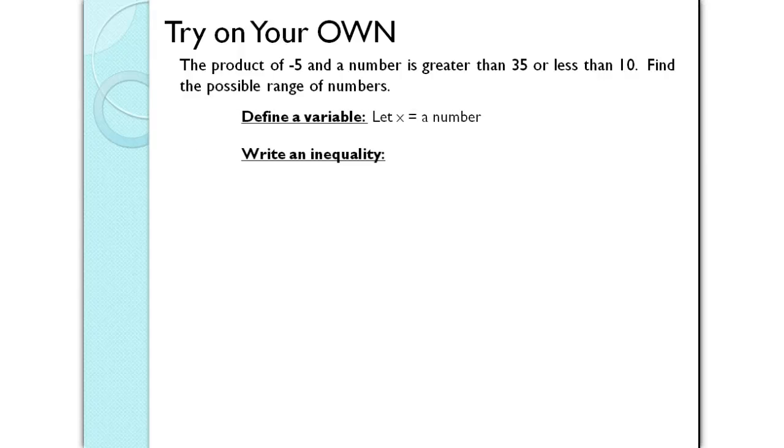The first thing you want to do is to find a variable. Like we did in the previous problems, we're looking for a range of numbers, so I'm going to let x equal a number. Then I'm going to write my inequality. Now this one's a little bit tricky. It says the product of negative 5 and a number. Well, product means multiply. A number is x, so negative 5 times x is greater than 35.